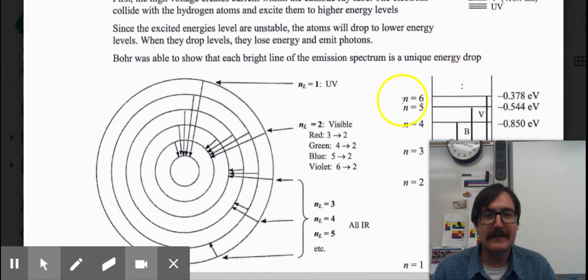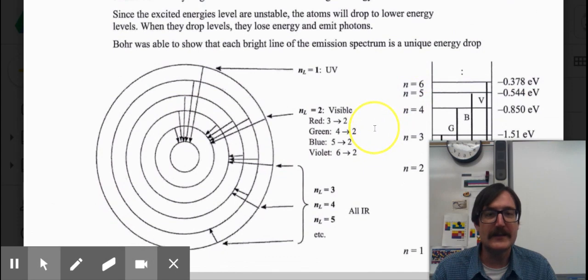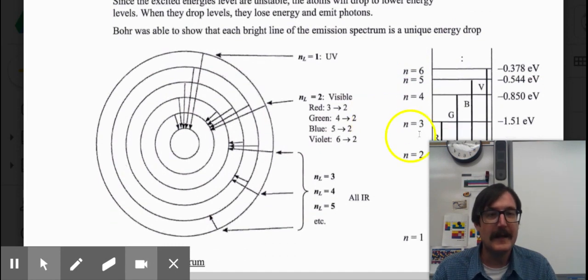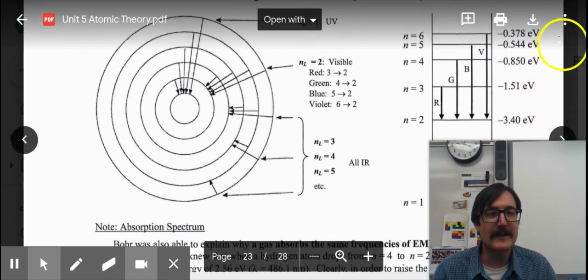And so you can see for the visual one, the lower level is 2 all of the time. So a transition from n equals 3 to 2 gives red light, 4 to 2 green, 5 to 2 blue, and 6 to 2 violet. And you can see the diagram over here showing the specific energies of those levels, and then these emission lines coming down, okay? So notice 3 to 2 is a vertical line, an arrow going down with R, and then of course 4 to 2 green, 5 to 2 blue, and 6 to 2 violet.